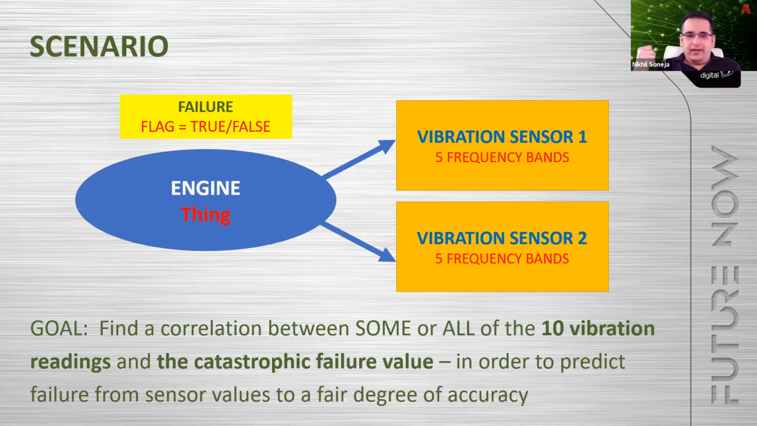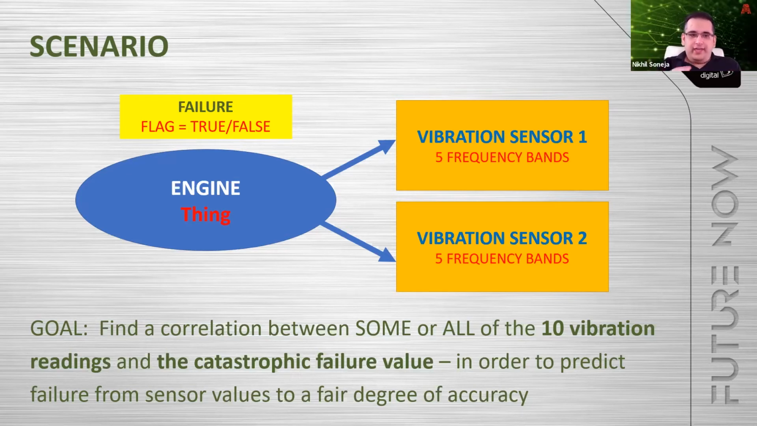It also sent a flag which indicated a catastrophic failure is taking place. So it was just true or false. That's oversimplifying things, but it could have been another thing. It could have been a condition that the engine is known for, like, say, the grease. It could have been reading low grease, for example, or it could have had some sensor that flagged that. But for our purpose, we'll just say that it is just flagging a failure. Now, our goal today is to find a correlation between the 10 vibration readings that we're getting and the catastrophic failure value.